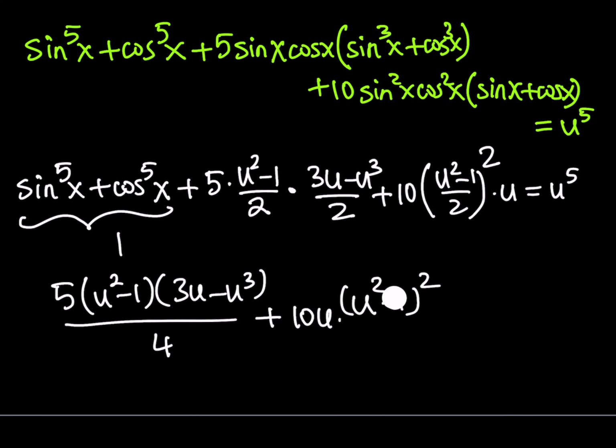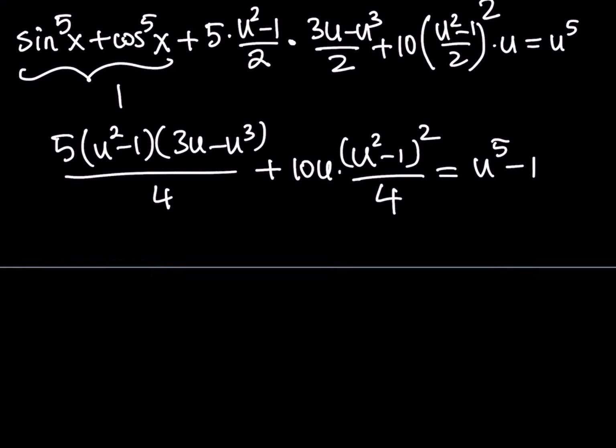Oops, that looks like an h, which I don't like. Okay, u squared minus 1 squared divided by 4. There's a 4 there. Don't worry about it because that makes a common denominator. And of course, we took care of the u. And then u to the 5th minus 1. I subtracted the 1 from u to the 5th.